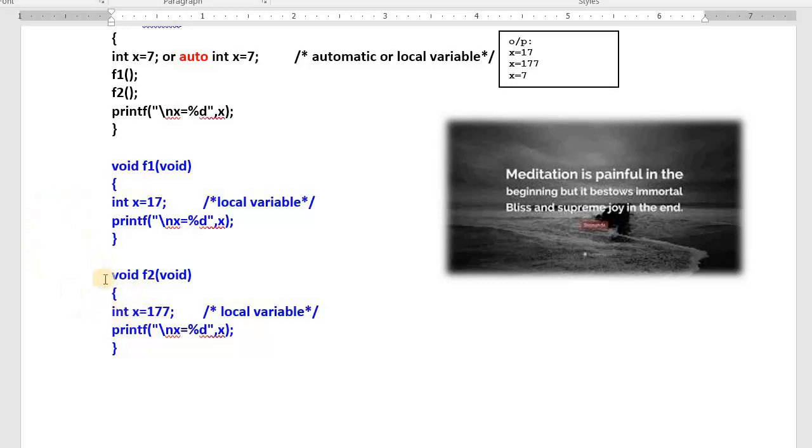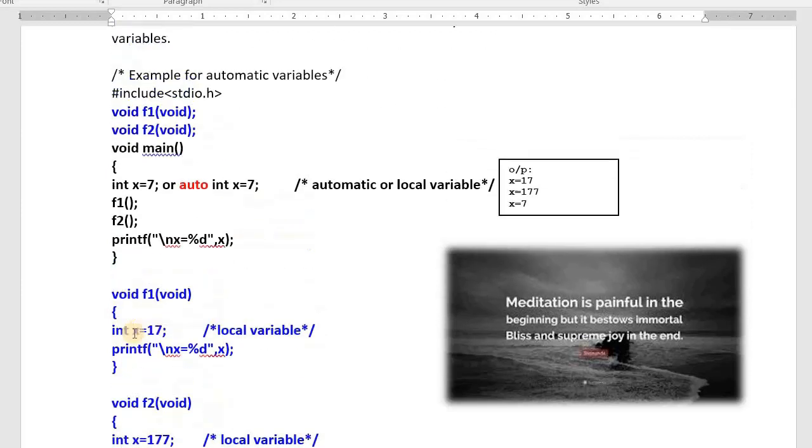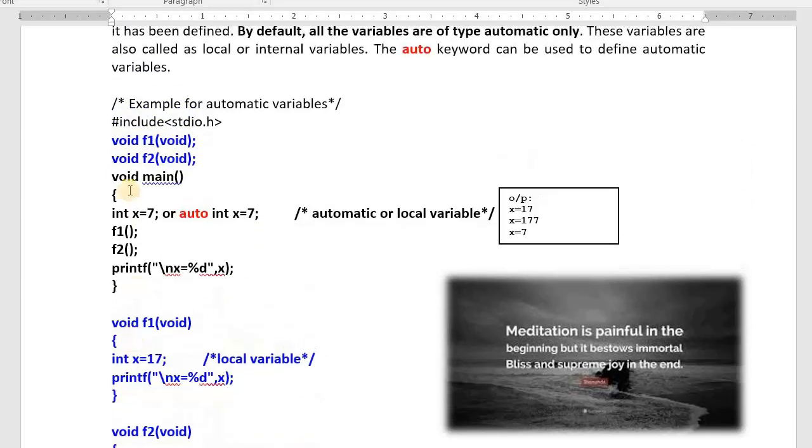Because automatically the life will come, automatically it destroys. Because of that reason, local variables are also called automatic variables or internal variables. Internal variables means you can use that memory only in the function in which you define it. You cannot use it outside.